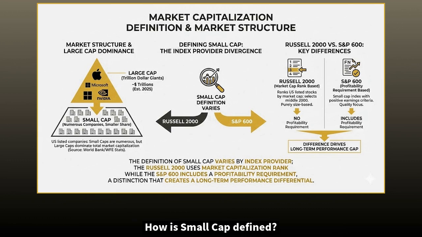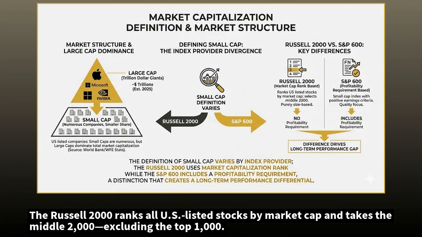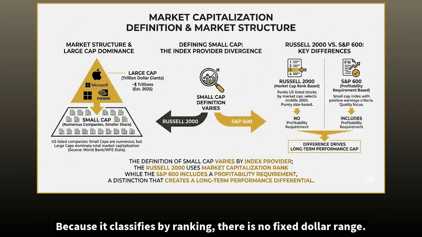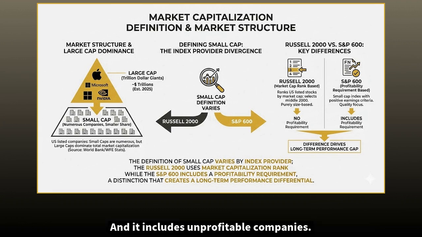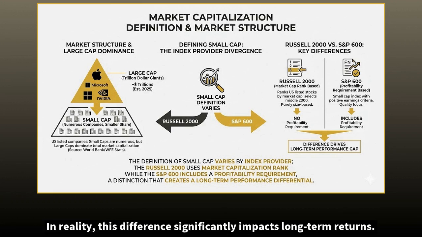How is small cap defined? Here's what matters. There is no single definition. The Russell 2000 ranks all U.S.-listed stocks by market cap and takes the middle 2,000, excluding the top 1,000. Because it classifies by ranking, there is no fixed dollar range. And it includes unprofitable companies. The S&P 600 is different. It requires profitability. This filters out low-quality companies. In reality, this difference significantly impacts long-term returns.